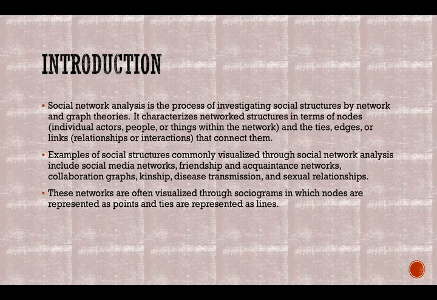Examples of social structures commonly visualized through social network analysis include social media networks, friendship and acquaintance networks, collaboration graphs, kinship, disease transmission, and sexual relationships. These networks are often visualized through social graphs in which nodes are represented as points and ties are represented as links.